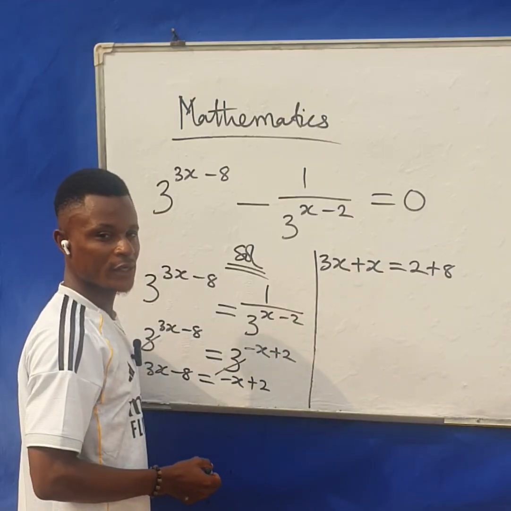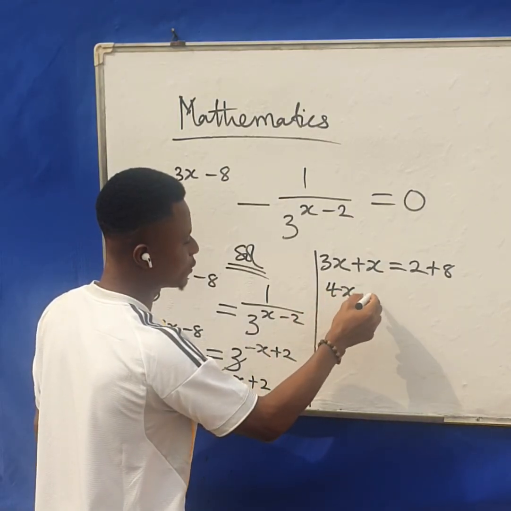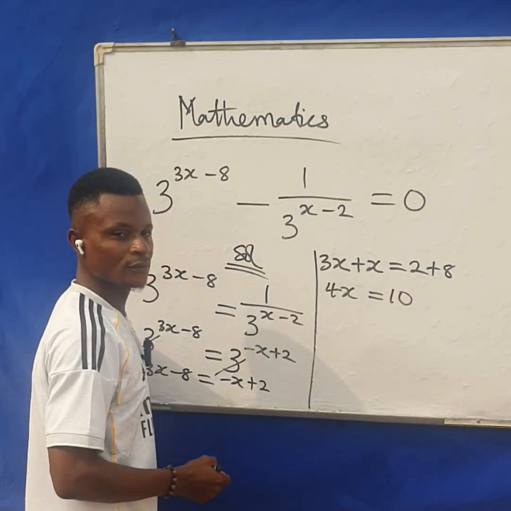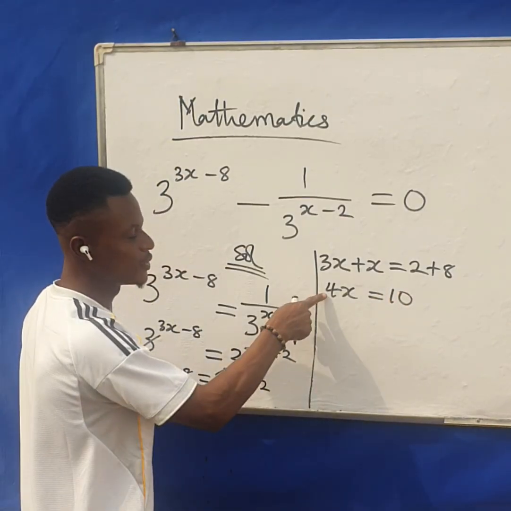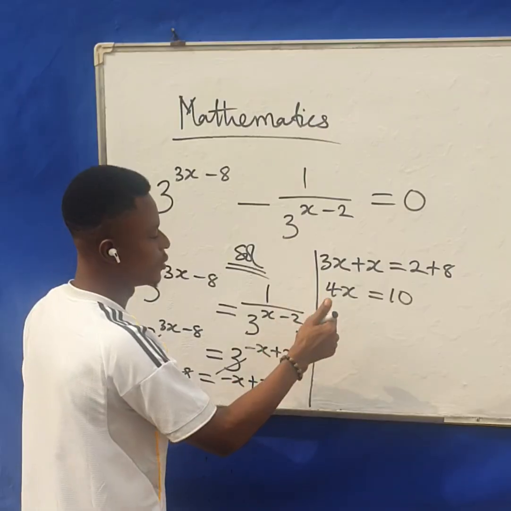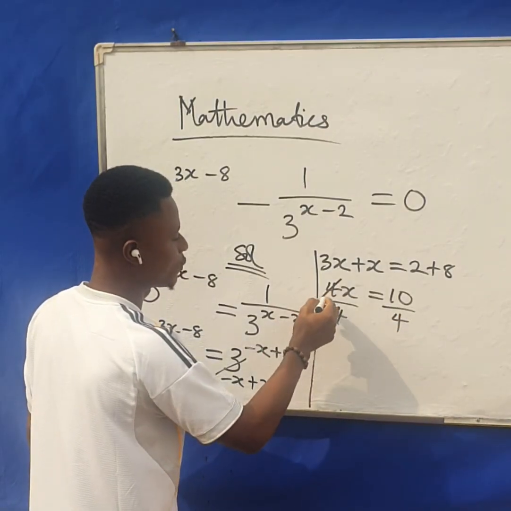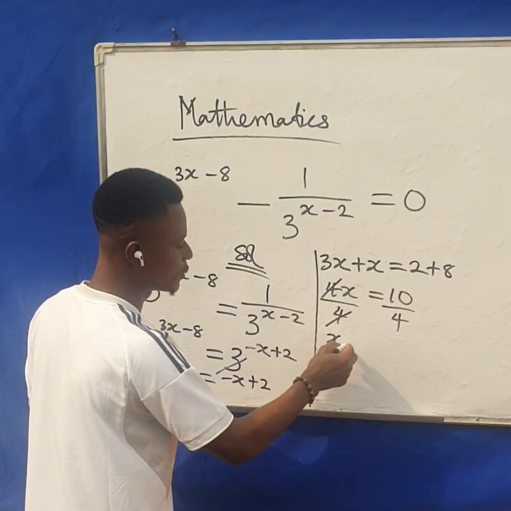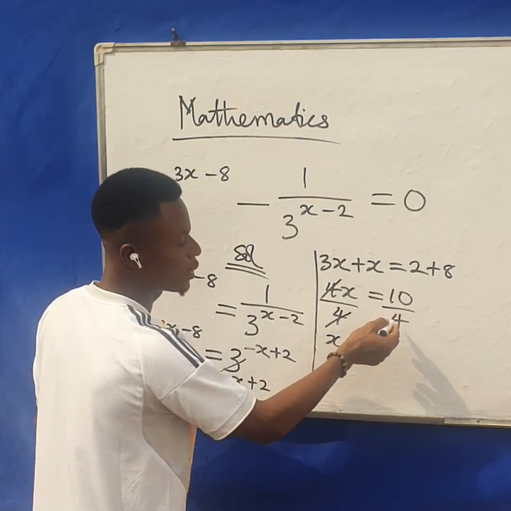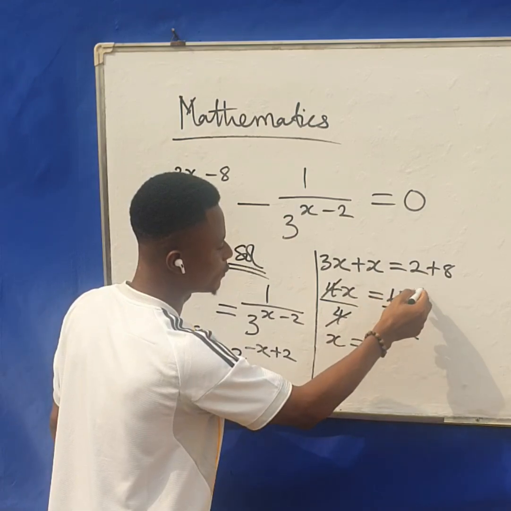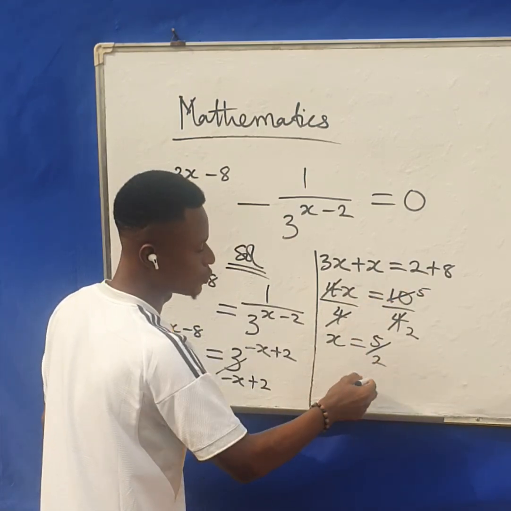Now we have 3x plus x. That will give us 4x. 4x then equal to 2 plus 8. That will give us 10. The next thing to do is to divide both sides by this 4 that is attached to the x here. So divide this by 4 and also divide this by 4. 4 here will cancel 4 and we have x equal to, now 2 can divide these numbers. 2 here, 2. 2 here, 5. So we have 5 over 2.